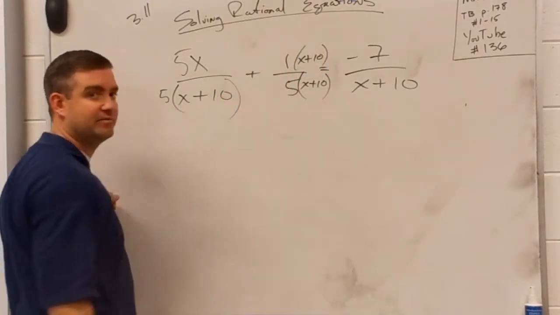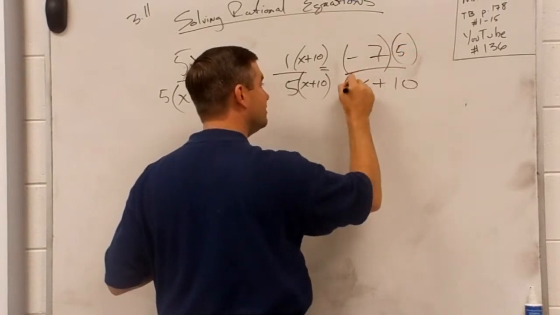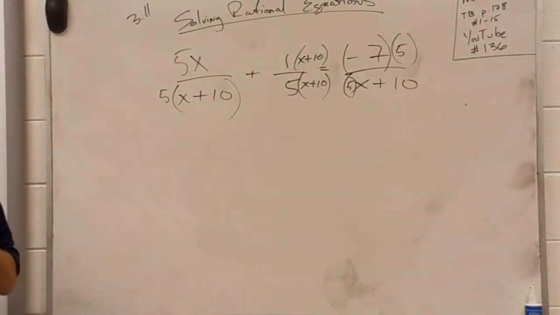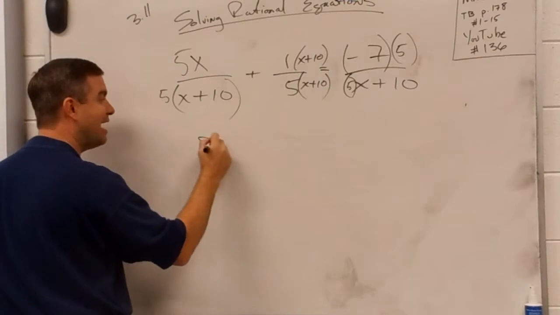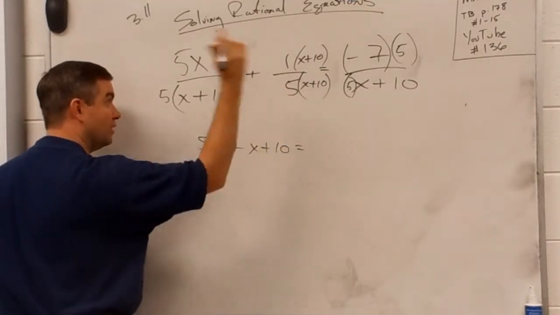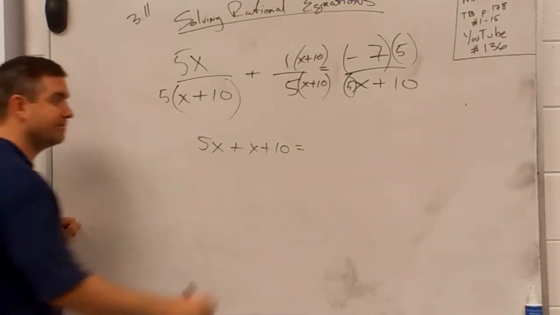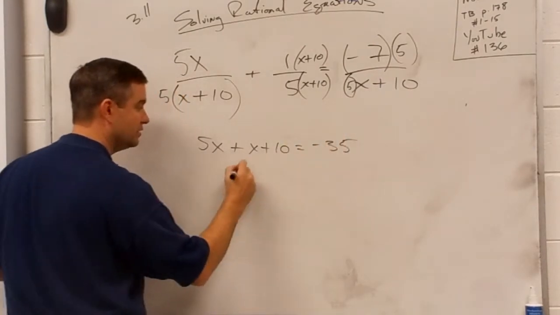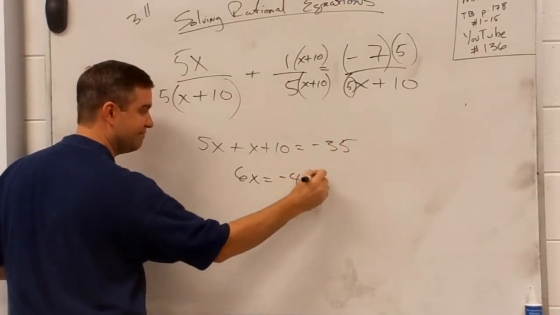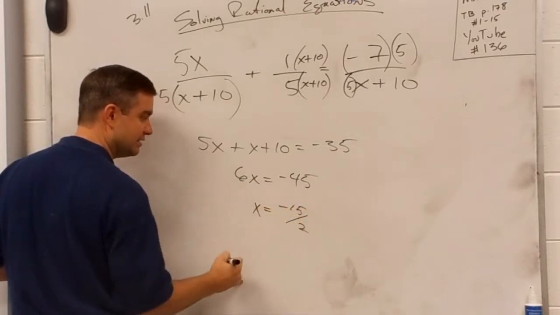What does the last one have to be multiplied by? 5 over 5. Watch. I just put it 5 over 5. What happens to all the denominators once I do that? They cancel and go away. So I have 5x plus what? X plus 10. They're times 1, nothing changes. What about on the end? What does it equal? What's negative 7 times 5? Negative 35. So 6x equals negative 45.